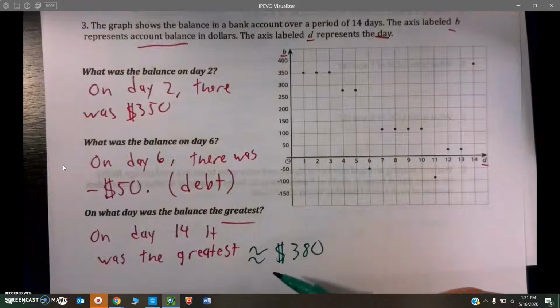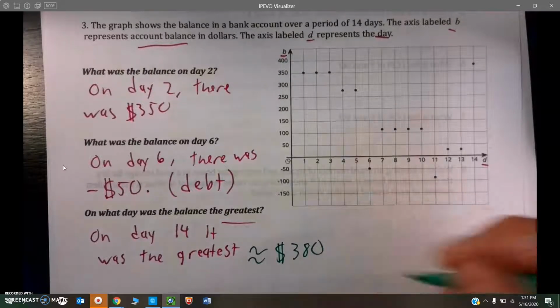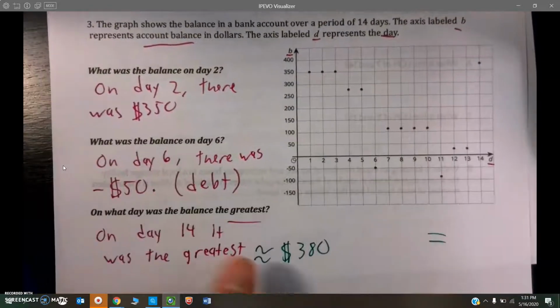And remember, this little squiggly equal sign represents an estimate. It means about equal to. So if it's totally straight across, that means it is this and nothing but this. This little symbol means about.